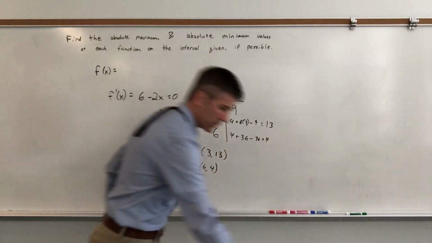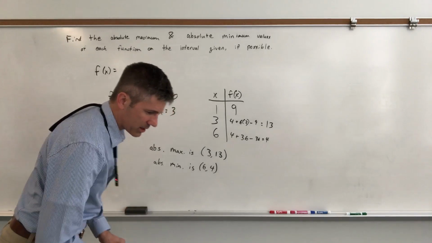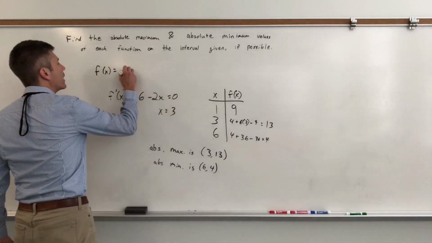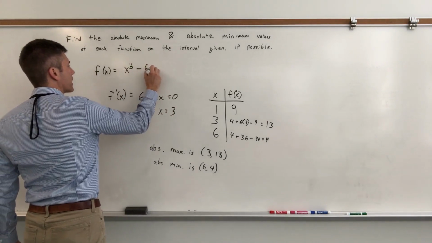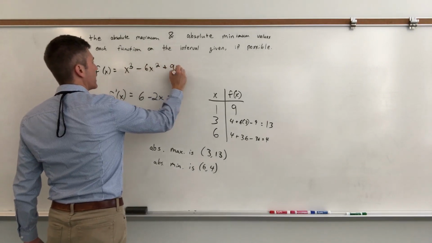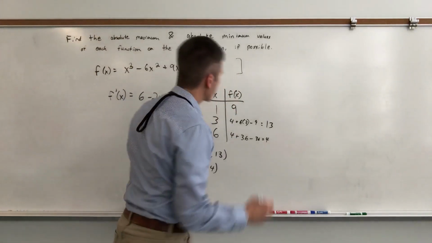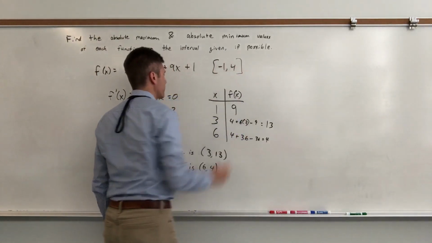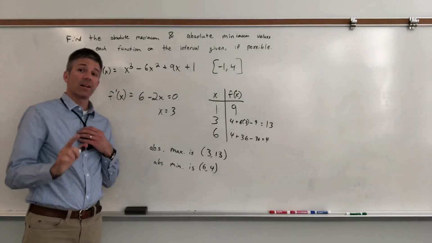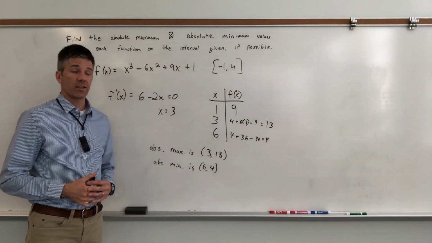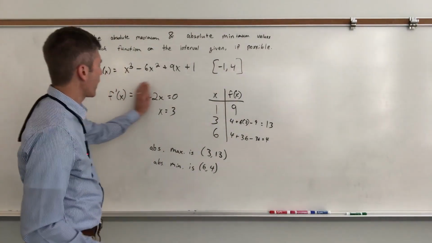And the next one, move my calculator out of the way, x cubed minus 6x squared plus 9x plus 1. And this is on the interval from -1 to 4. Okay? And we're going to do the same thing. Well, first of all, is this function continuous? Yes, polynomial functions are continuous, so no need to worry about that.